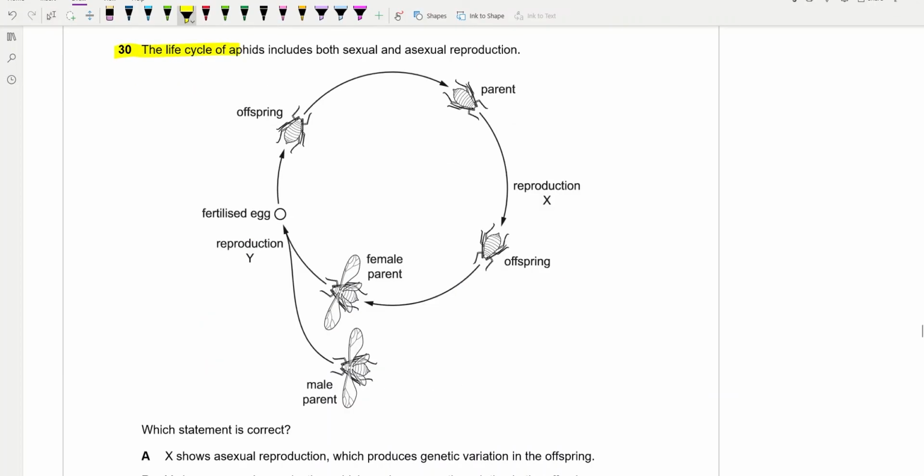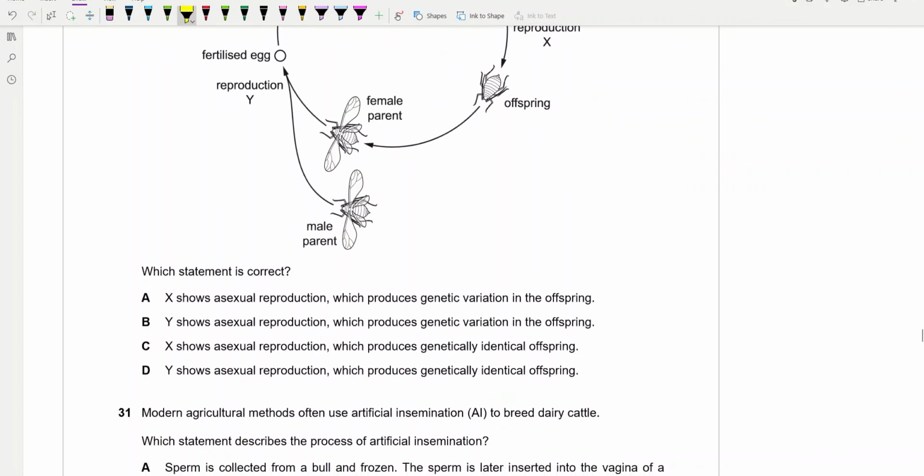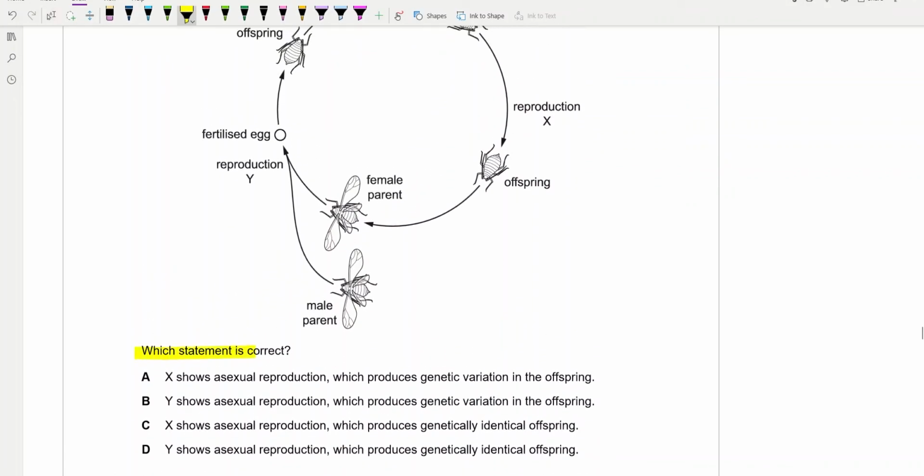Question number 30. The life cycle of aphids includes both sexual and asexual reproduction. Which statement is correct? Option A. X shows asexual reproduction which produces genetic variation in offspring, which is wrong. Option B. Y shows asexual reproduction which produces genetic variation in offspring, which is wrong. Y does not show asexual reproduction.